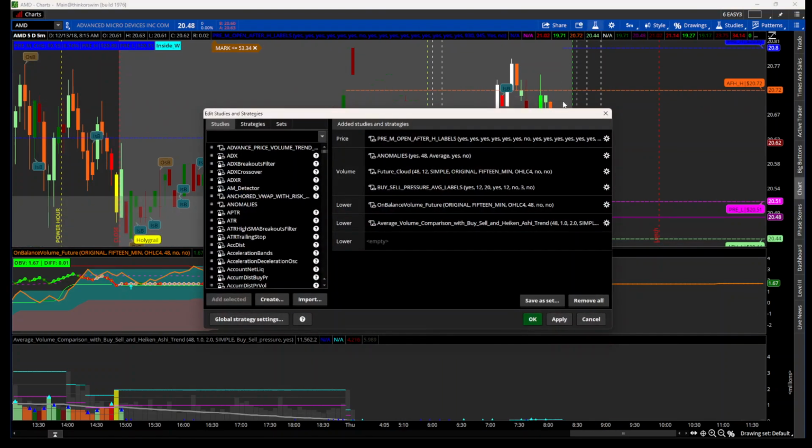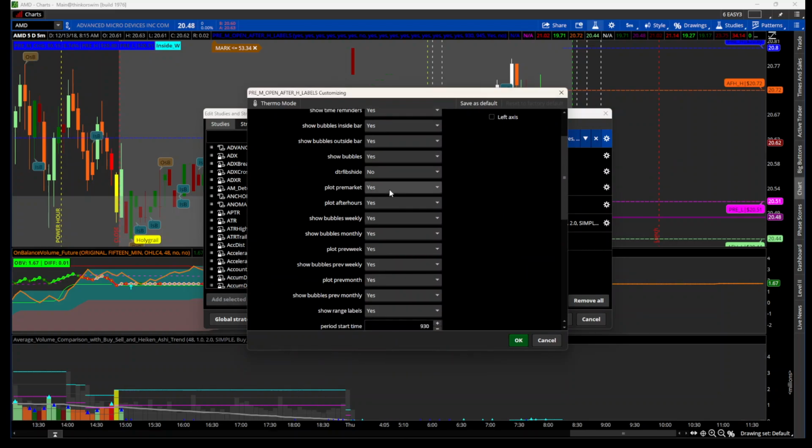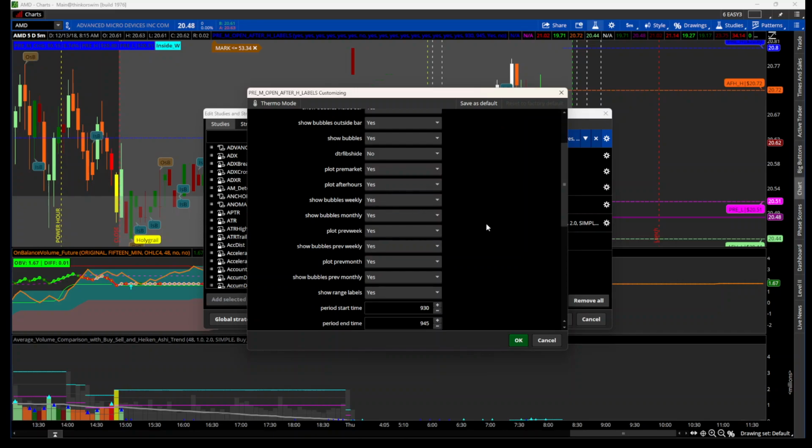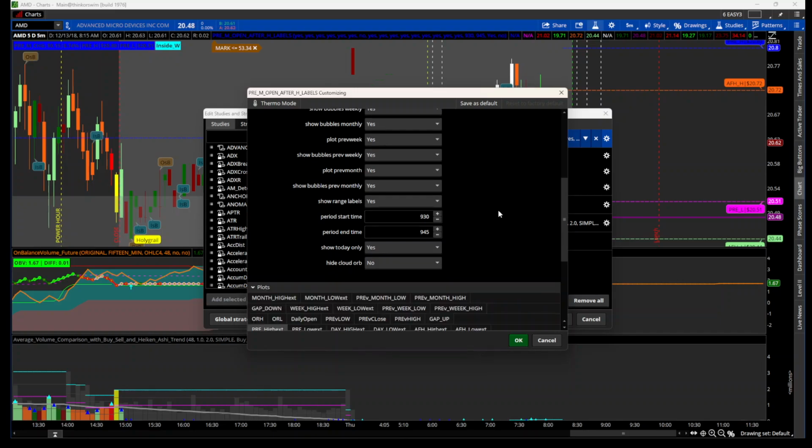But those are some of the key features of this indicator. Show bubbles, hide bubbles, pre-market. You can hide the pre-market after hours lines. Show the weekly bubbles, show monthly bubbles, plot previous week. This is all for those lines and bubbles. If you don't like anything that I have on there, you can hide any of that stuff. And I believe this right here hides the open range cloud, ORB cloud. Show only today applies to open range, and this is everything for the open range right there. And your range labels: if you don't want that gray label on there, it'll go away as well.